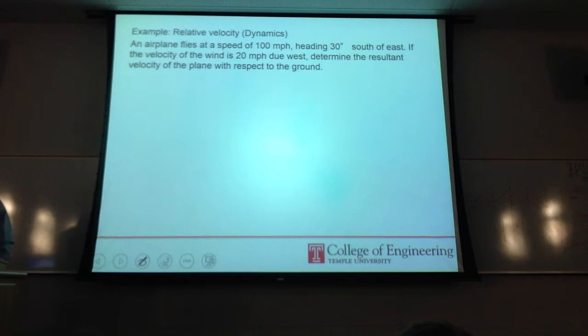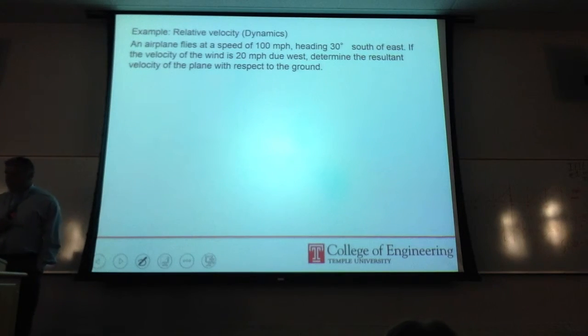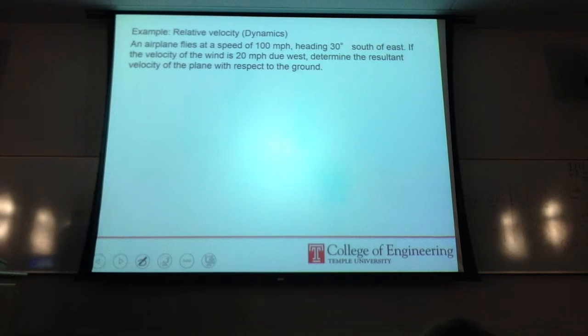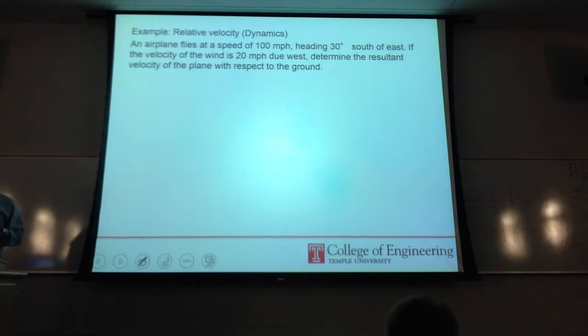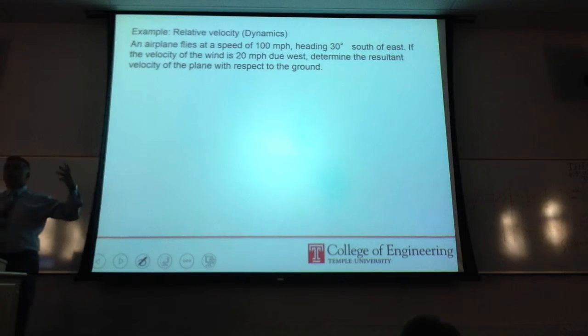If the velocity of the wind is 20 miles per hour due west, determine the resultant velocity of the plane with respect to the ground. Can somebody tell me if the relative velocity of this plane is more than 100 miles per hour or less than 100 miles per hour? Yes, less. Why? Right, because the wind is opposing it. So there comes the logic that we've been talking about, the logic of engineering.